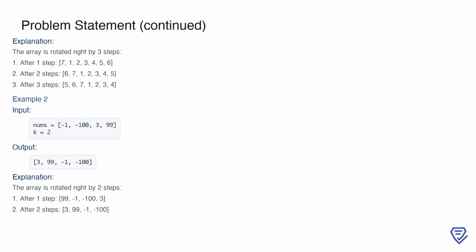Another example is when nums is -1, -100, 3, 99, and k is 2. After one rotation to the right, the array becomes 99, -1, -100, 3. Then, after the second step, the array becomes 3, 99, -1, -100. This is the final output after 2 rotations.